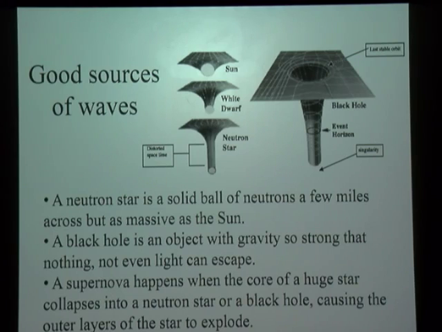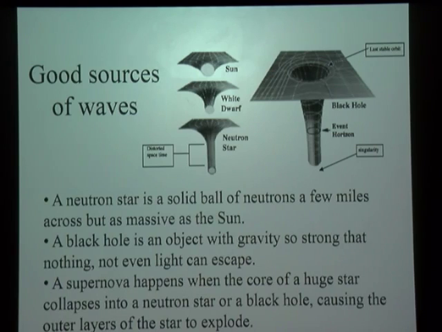A black hole. There's another idea that came out of Einstein's general theory of relativity, that I can have an object with gravity so strong that nothing, not even light itself, could escape from it. That would be something with an enormous gravitational field. So if I had a black hole moving around, that could give off strong gravitational fields. Another idea is the supernova explosion itself.